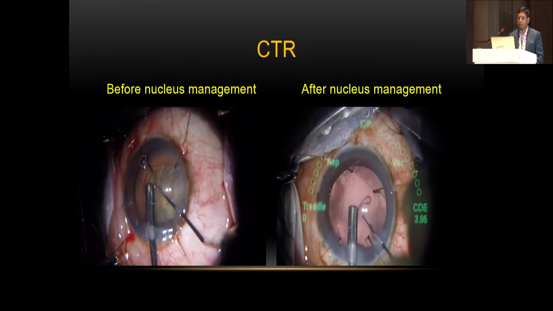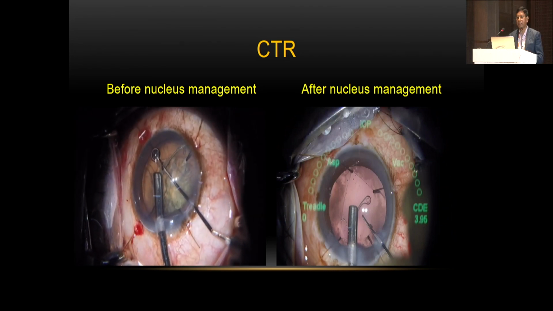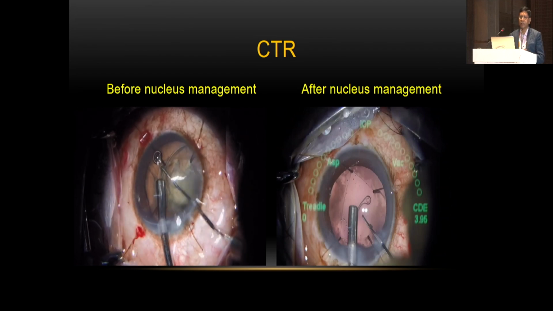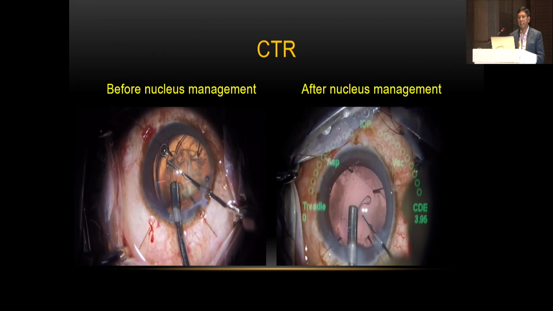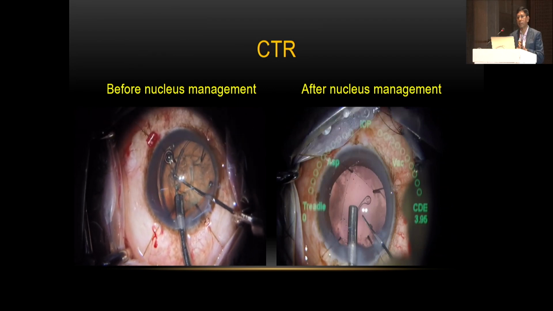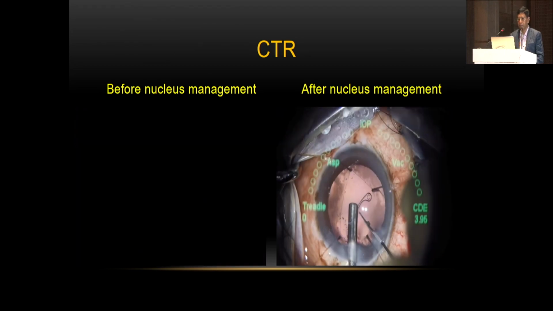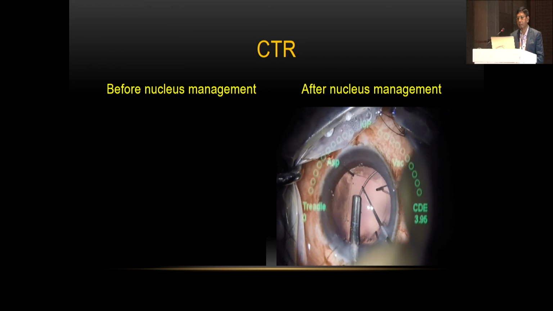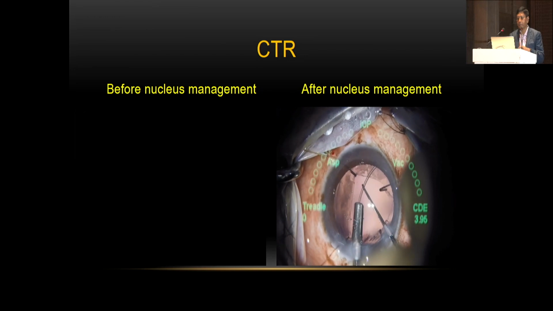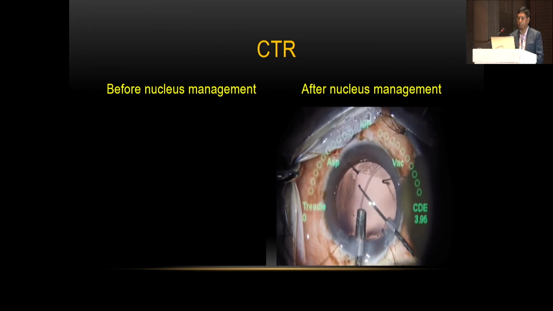So placement of the CTR depends on the degree of dialysis or degree of zonular weakness. If it is a gross subluxation, then you can plan for early placement of the CTR. But the CTR can be postponed as much as possible because it will interfere with cortex aspiration. So in the first case, I implanted it before nucleus management. In the second case, I implanted it after nucleus management and after cortex wash, so your cortex wash will become easier.